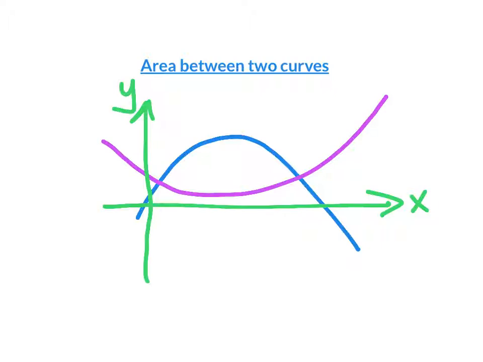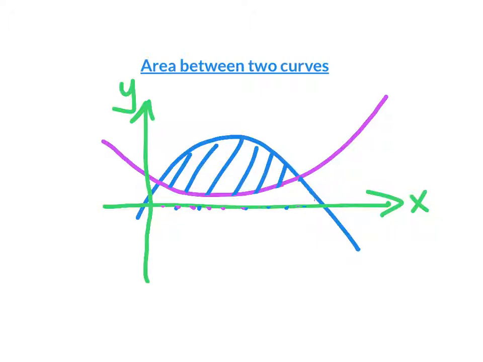And the strategy I'm going to use for that is I'm going to find the area underneath the blue curve, so that whole area there I'm going to work out. And then I'm going to find the area under the purple curve, so that one there. And then I'm going to subtract that purple area from the blue area. And what I'm left with when I subtract that area is just the area in between the two.